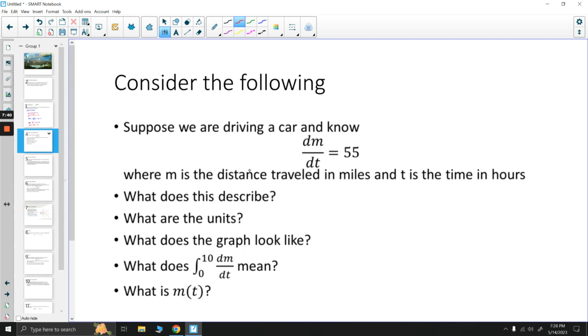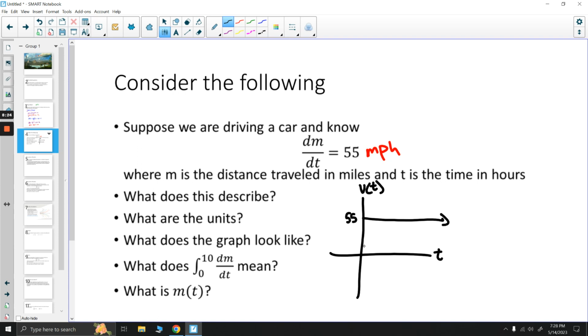So consider the following. Suppose we're driving a car and we know that dm dt is 55, where m is distance traveled in miles and t is time in hours. What does this describe? Well, this is miles over hours, so that would be miles per hour. So basically, we are describing that our car is driving 55 miles per hour. Okay, so what does this graph look like? Well, this is a constant velocity. So our velocity with respect to time, if we call this v of t and this is t, then it's just a constant at 55.